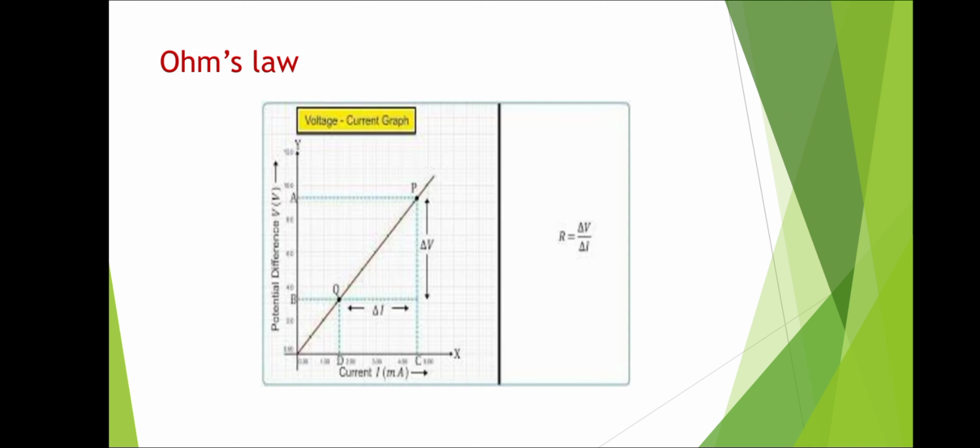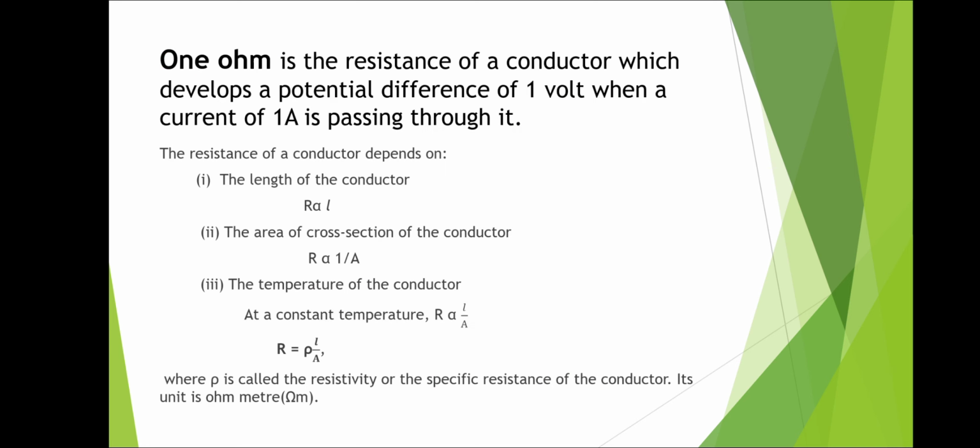Come to the next one, bacho, with the help of a graph we can explain Ohm's law. While we are plotting current on the x-axis and voltage on the y-axis, we get a straight line. So we can derive R equal to delta V upon delta I. Next one, 1 ohm is the resistance of the conductor which develops a potential difference of 1 volt when a current of 1 ampere is passing through it. Basically, with the help of V equal to IR we can define 1 ohm resistance, right?